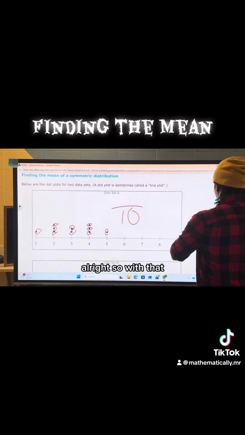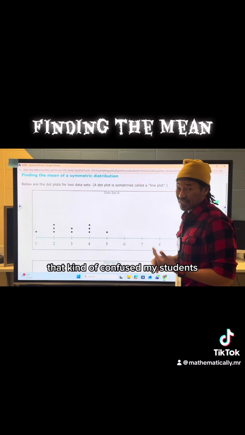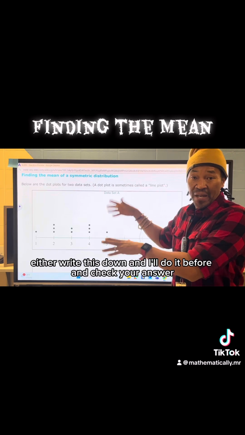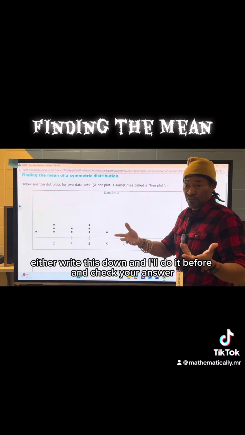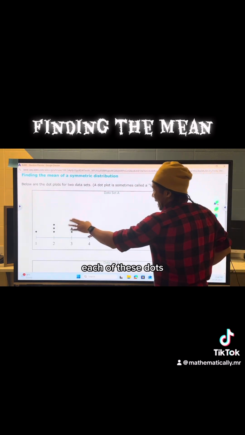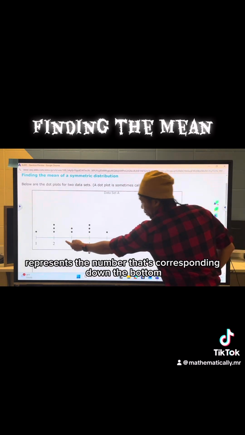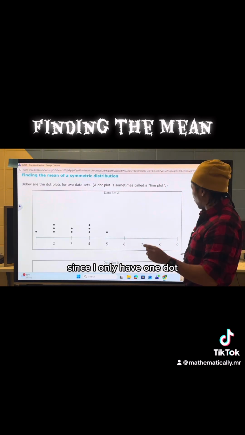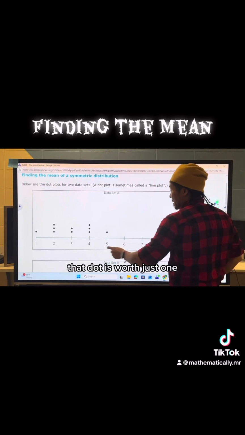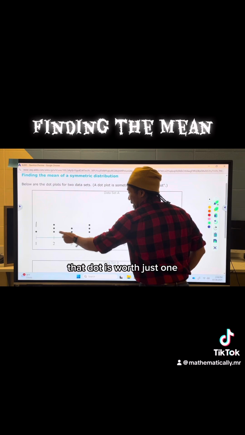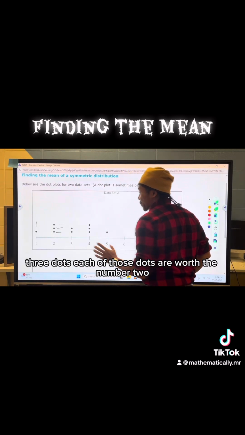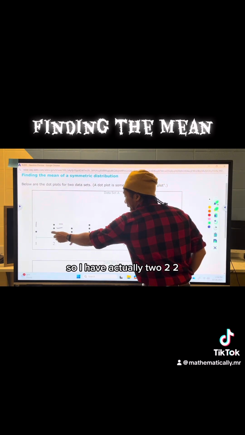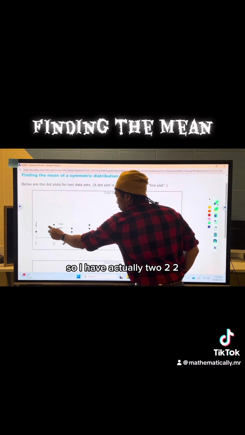All right, so with that now, here's the tricky part that kind of confused my students. You can pause this anytime if you want to write this down or do it before and check your answer here. Each of these dots represents the number that's corresponding down at the bottom. So this dot here represents 1. Since I only have one dot, that dot is worth just 1. Here I have 1, 2, 3 dots. Each of those dots is worth the number 2. So I have actually 2, 2, 2.